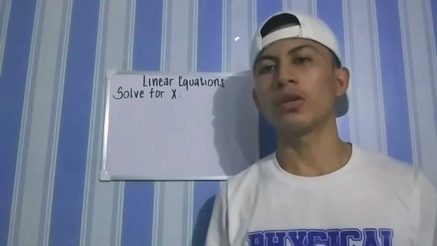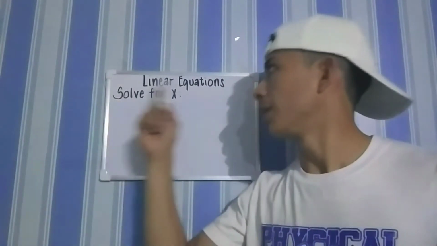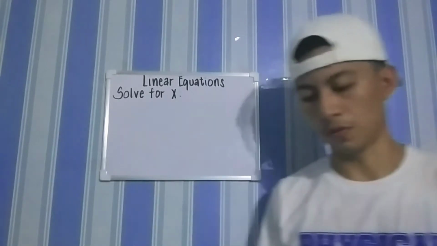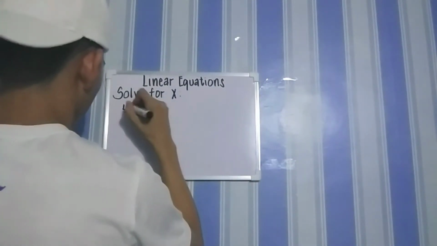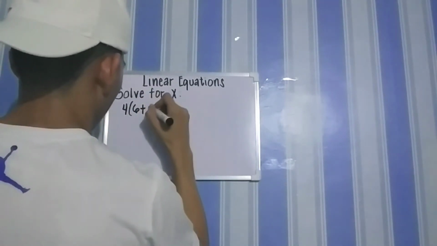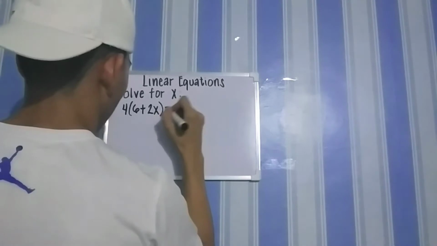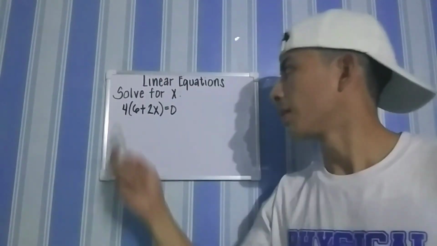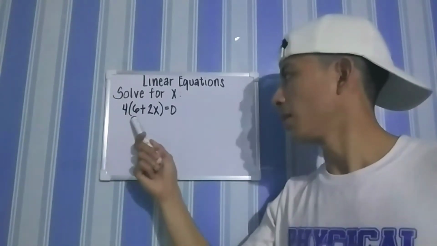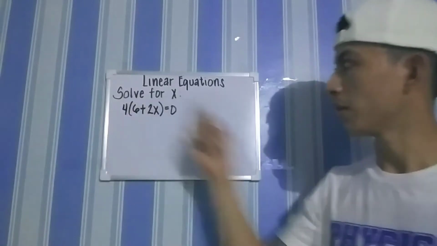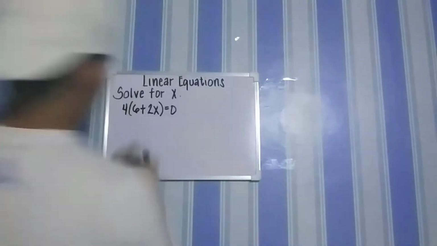For today's video, continuation of our topic about linear equations. And we're going to solve some problems under this topic. So for our first problem, given equation 4 times quantity 6 plus 2x is equal to 0. And we're looking for the value of our variable x.